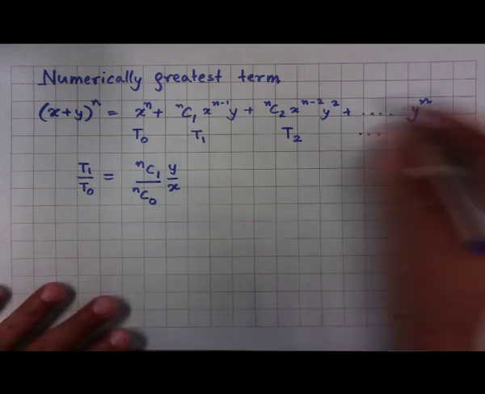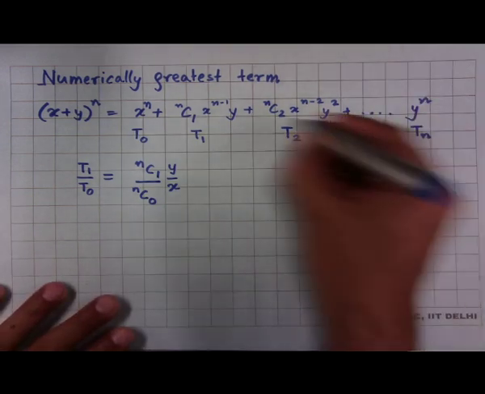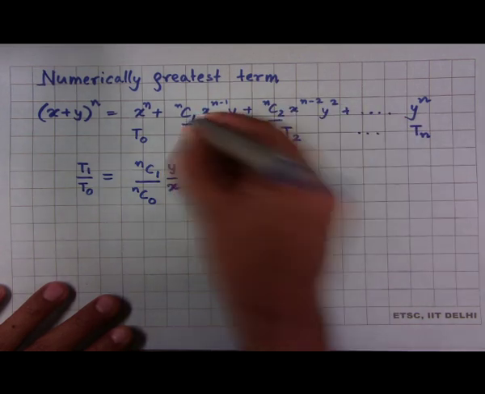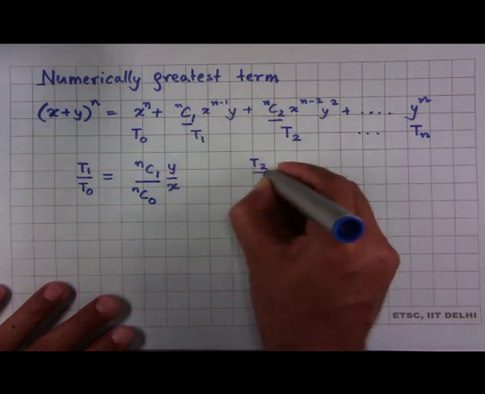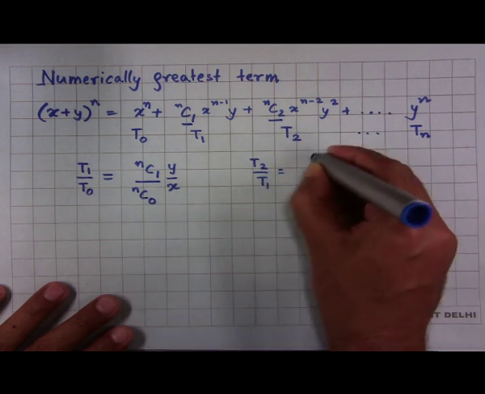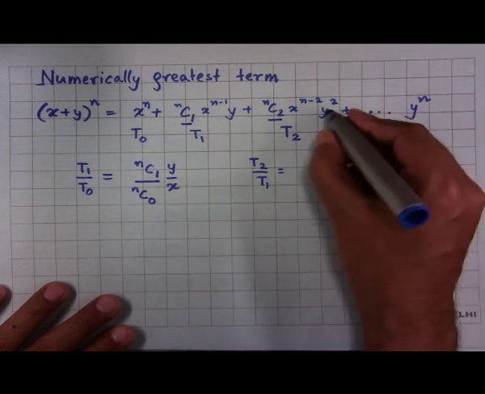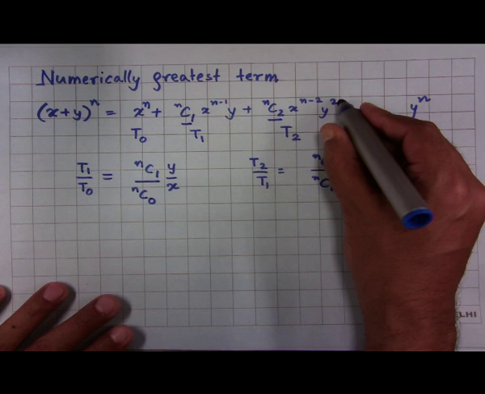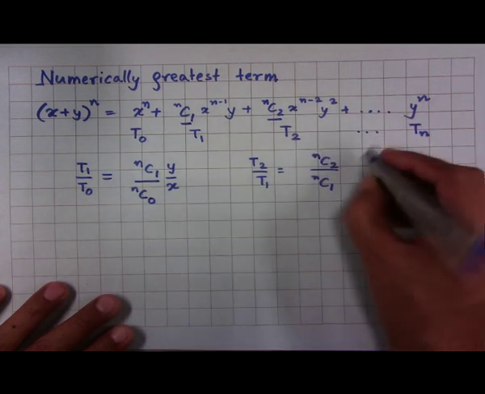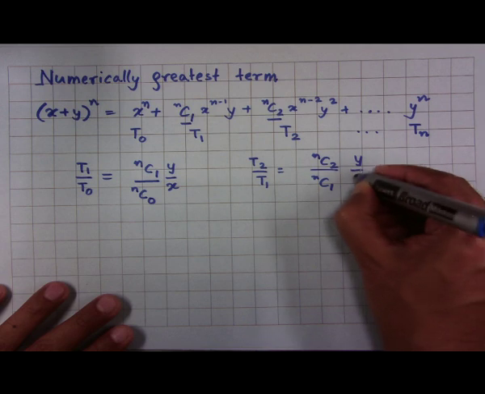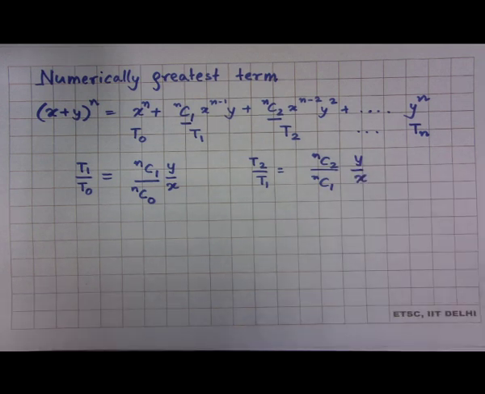Pick any term, pick the second term and the first term. T 2 by T 1 is equal to N C 2 by N C 1, and the second term is larger by a factor y, smaller by a factor x. Okay. So, this we know.